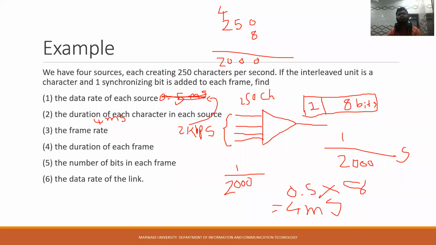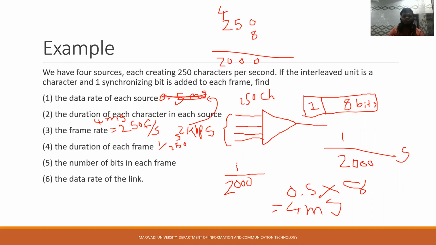Now, what would be the frame rate? We need to send 250 characters per second, and each frame is having one character. So frame rate would be nothing but 250 frames per second. Now, duration of the frame would be just the inverse of this, so that is 1 upon 250 seconds.